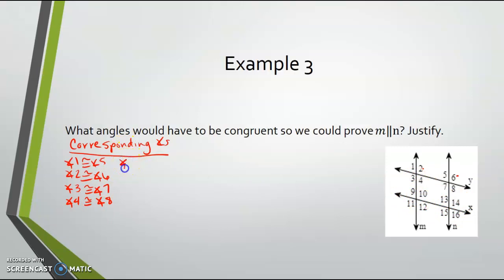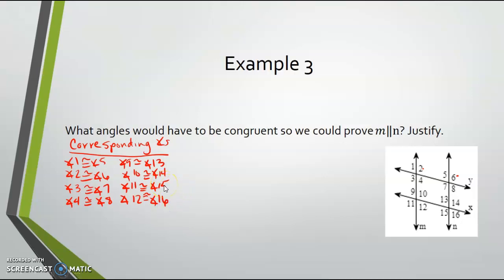So I can do angle 9 would be congruent with angle 13. Those are corresponding angles. Angle 10 would be congruent to angle 14. So then 11 with 15. Angle 11 congruent to angle 15. And angle 12 congruent with angle 16. Now, why are we needing to do this?